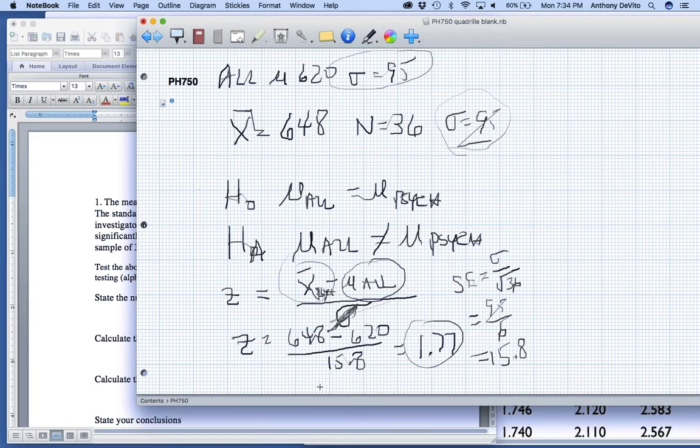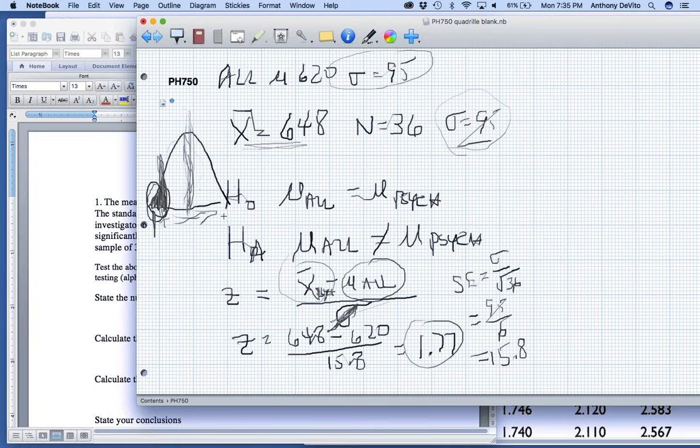So what are we saying here? If I were to draw the distribution of all the samples that I might get, given that my mean is 648, my sample size is 36, and I'm assuming our standard deviation is 95, then how often would I expect to get a value as far away as 620? Well, it's only 1.77 standard deviations away. So is that more the tail end there? In other words, the percentage of the time I would expect to get a value that small, is it less than 2.5%?